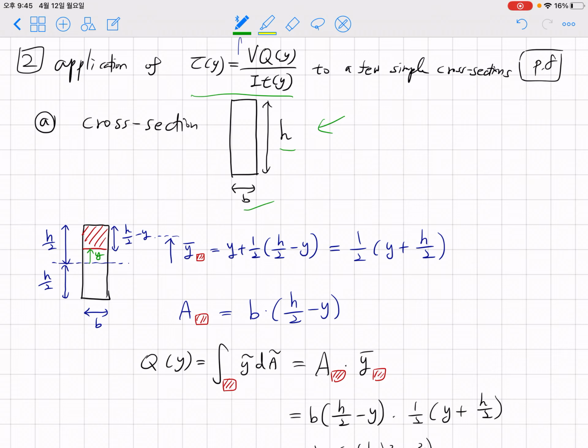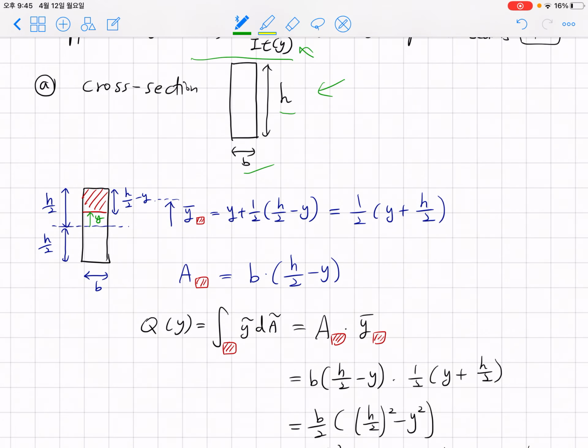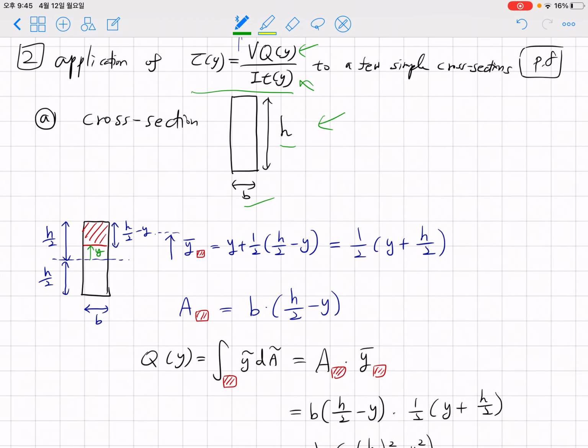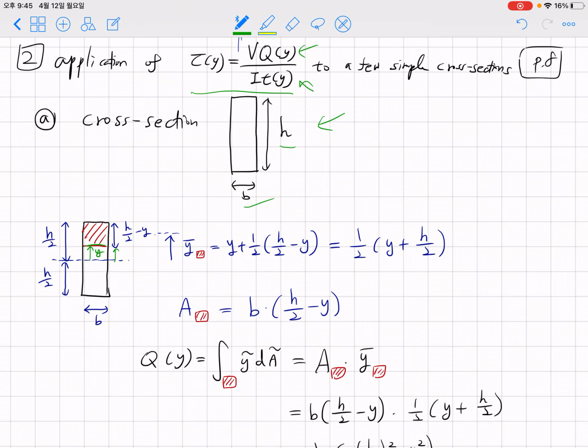So for this cross-section, let's try to get Q_y, t_y, and I, everything analytically, as a function of h and b and y. So when you consider a location y and try to obtain shear stress at y position, what you have to do is you have to do Q_y integral, and to obtain Q_y integral, you have to obtain the area for the red block, the red area, and you have to obtain the location for centroid for that red block.